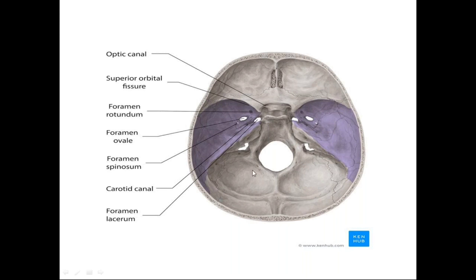Now this is the fossa for the cerebellum. Here lodges your cerebrum part, that is the frontal lobe of the cerebrum, and the temporal lobe rests over here. This is the fossa for the cerebellum. Here you have attachment of the tentorium cerebelli, which is separating the cerebrum from the cerebellum. It is a fold of dura mater.